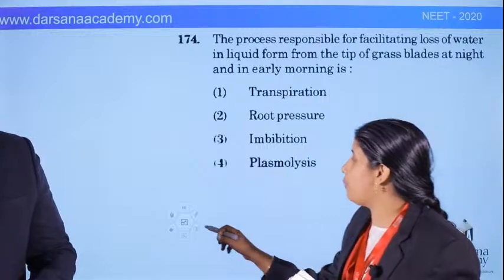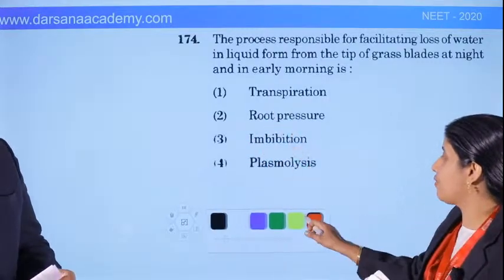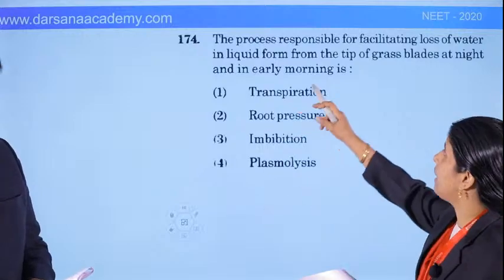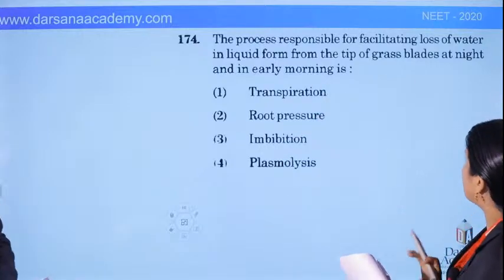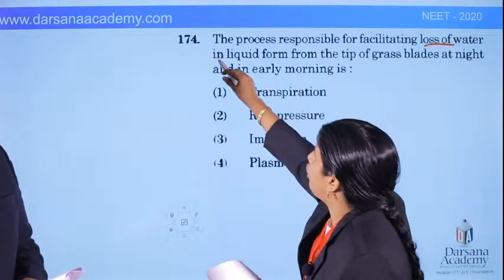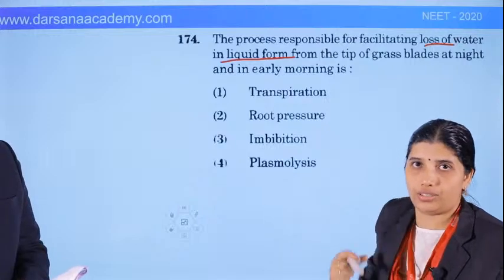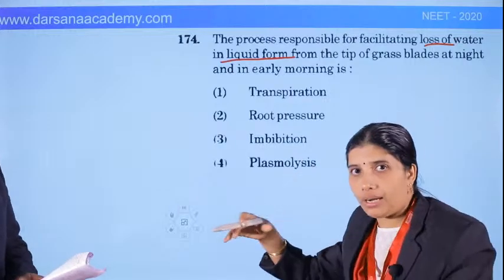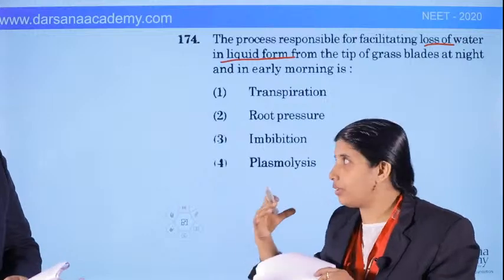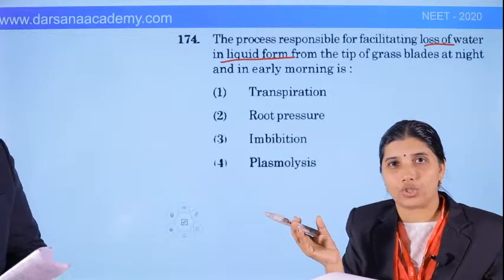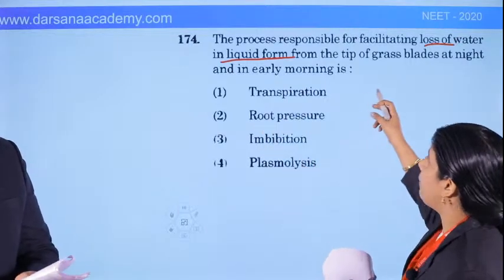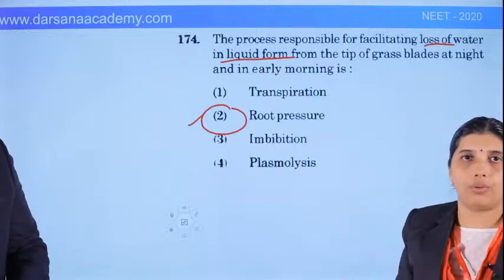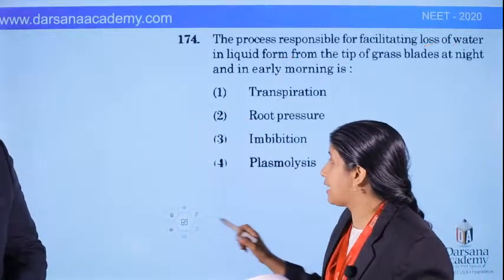And what about question number 174? This question is from Transport in Plants. Every chapter is there. The process responsible for facilitating loss of water in liquid form is guttation. From the tip of grass blades at night, there is an opening called a hydathode, and in the early morning it is due to root pressure. That is the answer for question 174. 2 is the correct answer.